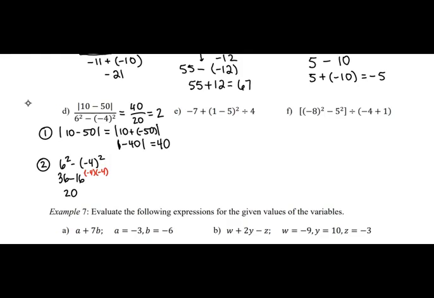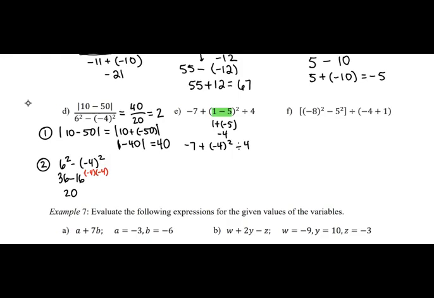Part E, negative 7 plus, in parentheses, 1 minus 5. Then we square it, and then we divide by 4. Let's start with the parentheses first. So 1 plus negative 5 gives me negative 4. After I simplify what's inside the parentheses, I'm rewriting my problem, and I have negative 7 plus negative 4 squared divided by 4.